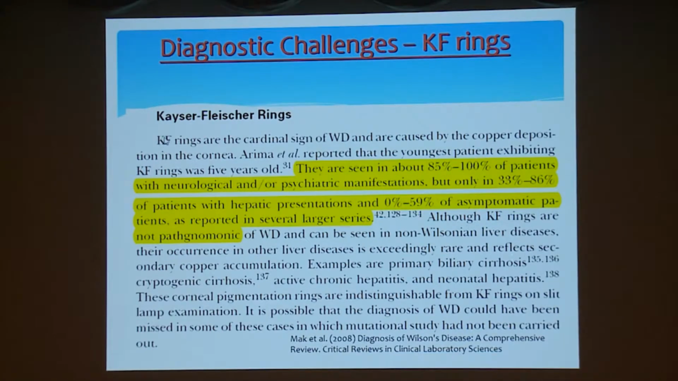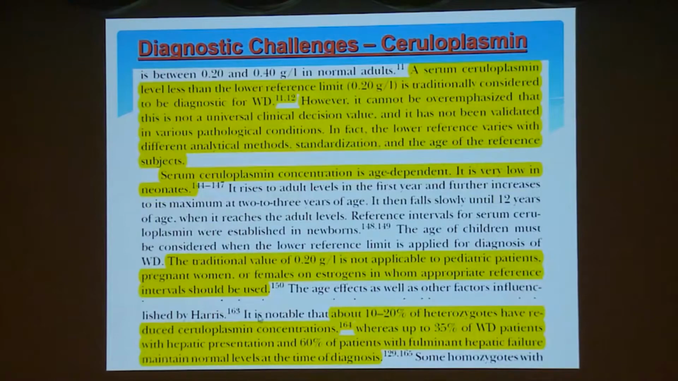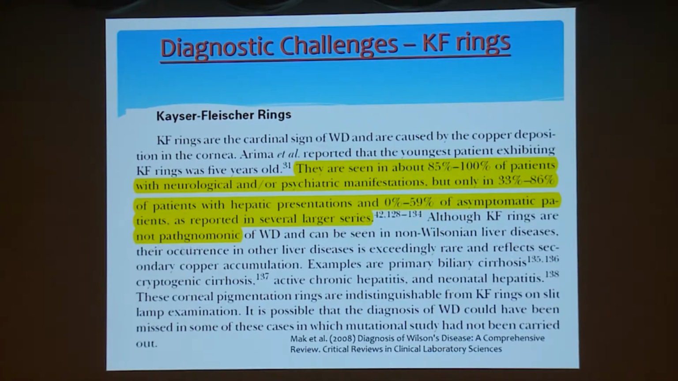First of all, we can challenge the Kayser-Fleischer ring. It is okay when the patient presents with neurological or psychiatric symptoms, but if the patient presents with hepatic disease or is asymptomatic, most of them do not have KF rings. Also, the KF ring is not pathognomonic of Wilson disease. It can be seen in non-Wilsonian liver diseases like primary biliary cirrhosis, some cryptogenic cirrhosis or active chronic hepatitis. So the presence of a KF ring itself is not 100% specific for Wilson disease.